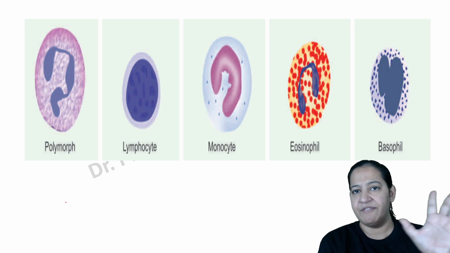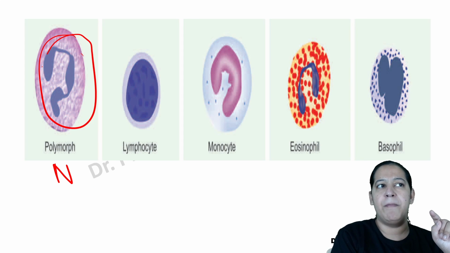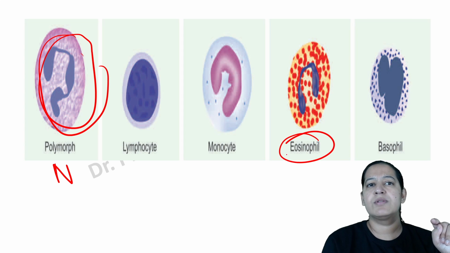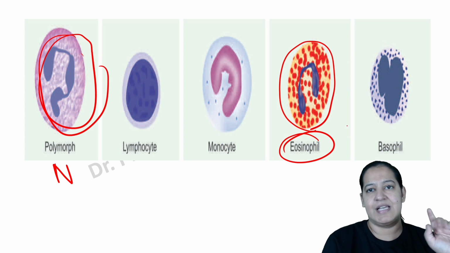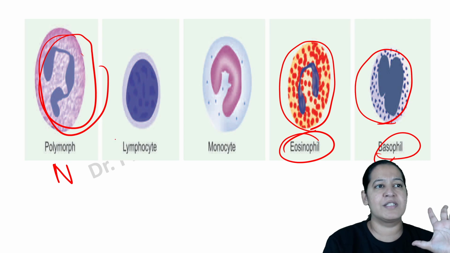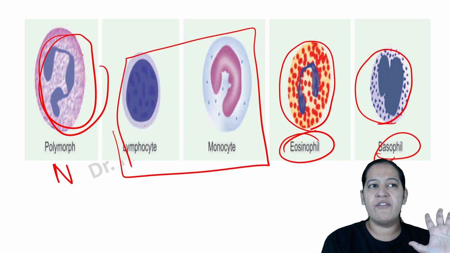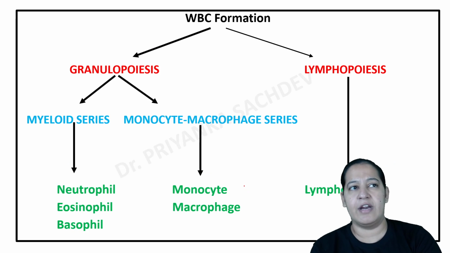So there are two types of blast in the bone marrow, lymphoblast and myeloblast. These are the five types of WBC. You can see this is neutrophil having pink or purple granules in the cytoplasm. This is eosinophil showing brick red granules. And this is basophil showing black or deep blue granules. These two, lymphocyte and monocyte, are agranulocytes. They do not have granules in the cytoplasm.